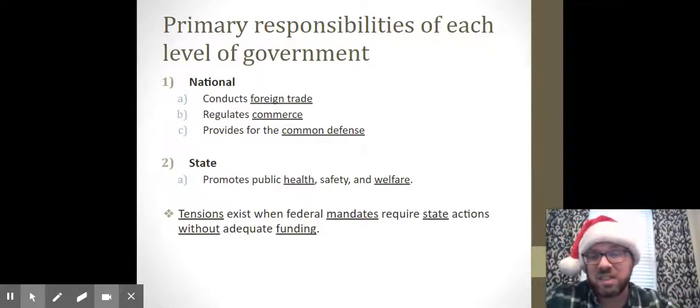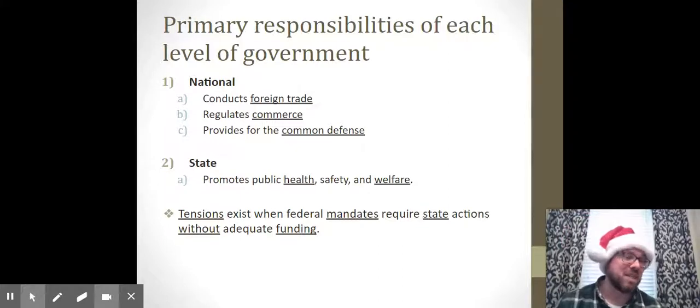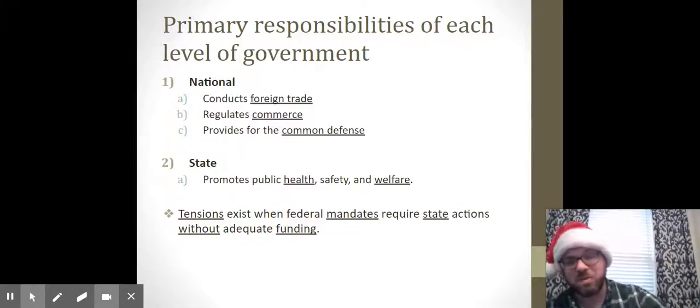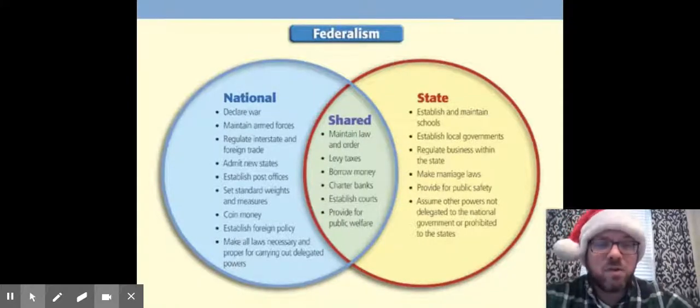Now, the final point I wanted to make about the relationship between state and federal government is that tension exists when federal mandates require state action, but they don't give us any money to do that. We call that inadequate funding. This creates tension where the states may not want to do what the federal government tells them to do. And this happens all the time.